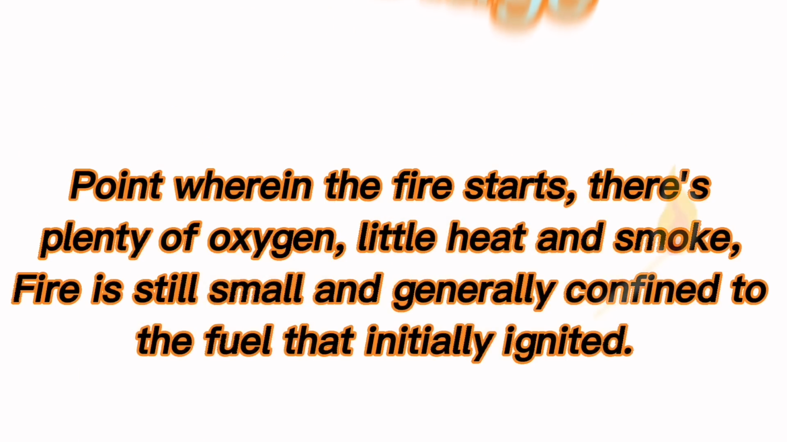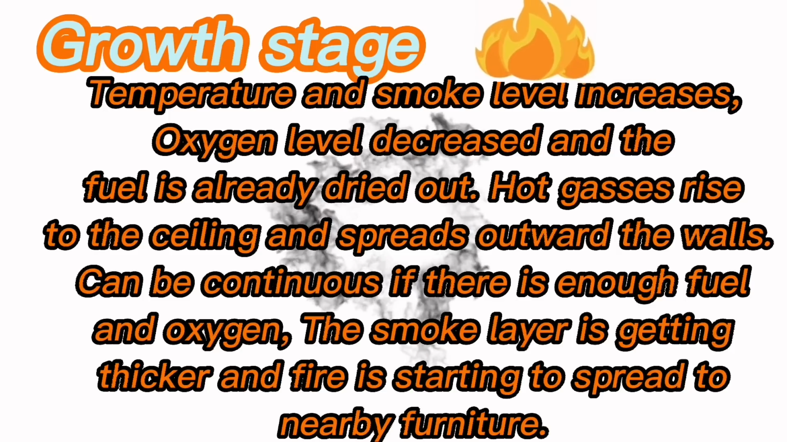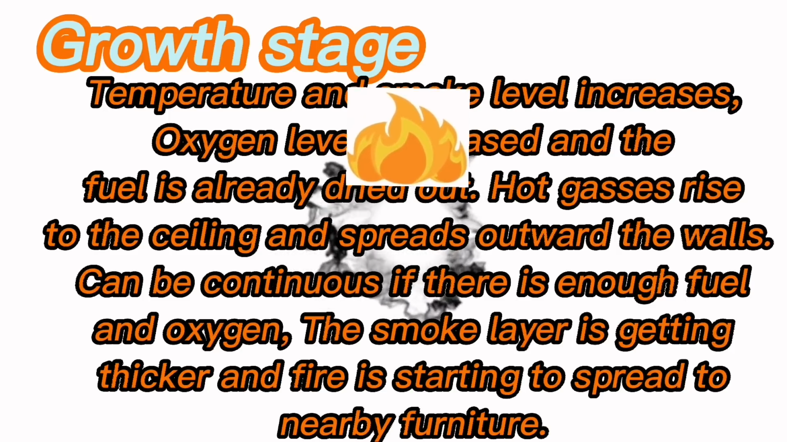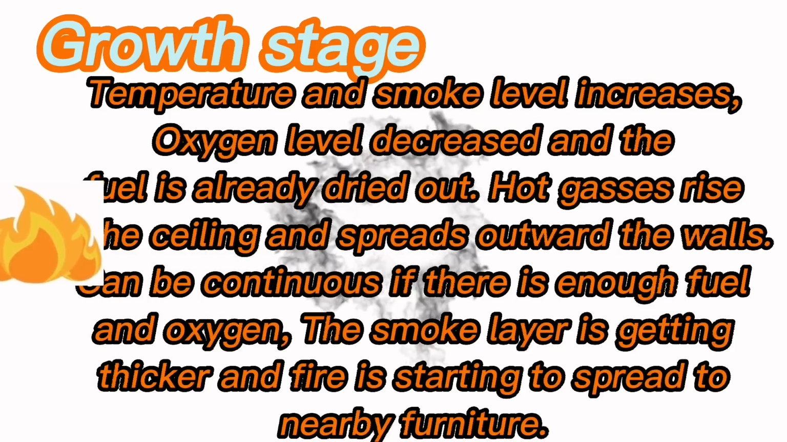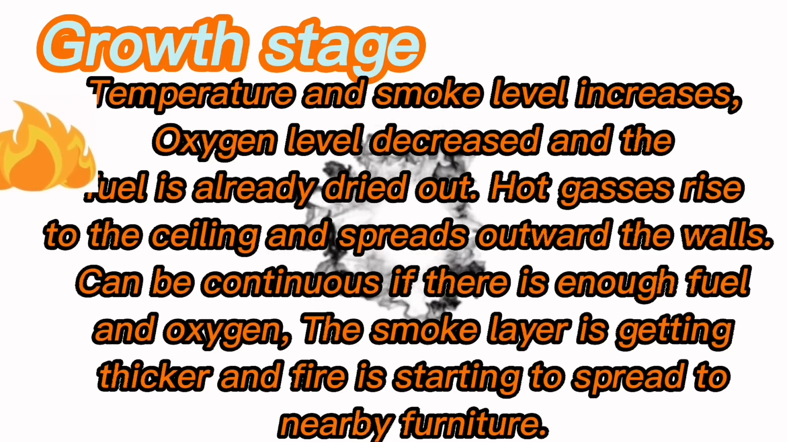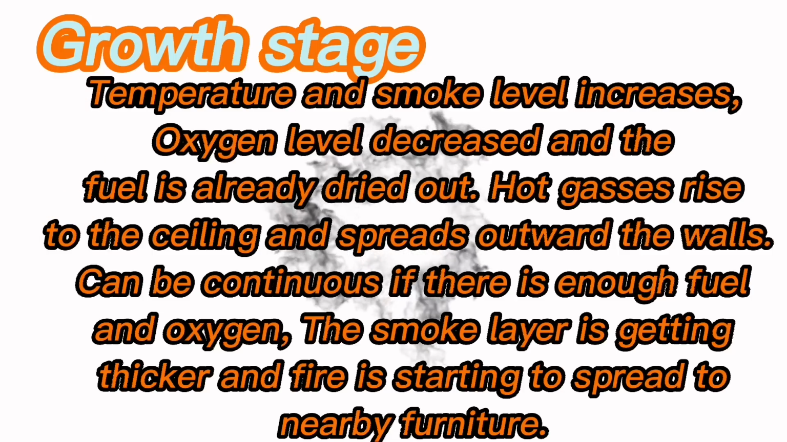Ignition stage. Point wherein the fire starts. There's plenty of oxygen, little heat and smoke. Fire is still small and generally confined to the fuel that initially ignited. Growth stage. Temperature and smoke level increase, oxygen level decreases, and the fuel is already dried out. Hot gases rise to the ceiling and spread outward. The walls can be continuous if there is enough fuel and oxygen. The smoke layer is getting thicker and fire is starting to spread to nearby furniture.